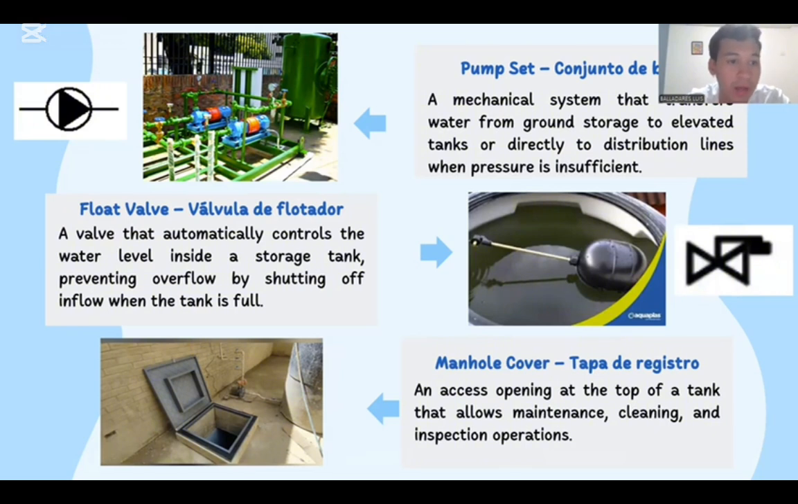We have the float valve. That is a valve that automatically controls the water levels inside a storage tank, preventing overflow by shutting off inflow when the tank is full. And finally, we have the manhole cover. That is the tapa de registro in Spanish. It's an access opening at the top of a tank that allows maintenance, cleaning, and inspection operations.